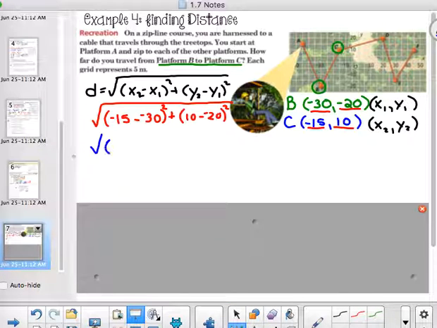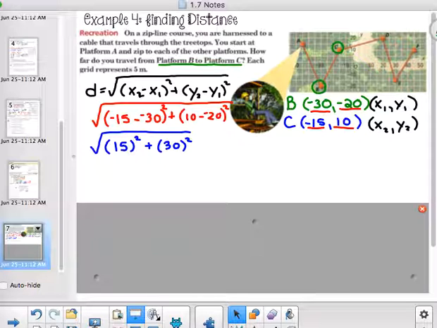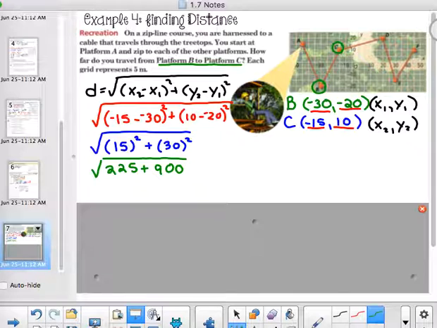Again, I'm going to obey order of operations. I'm going to first work inside my parentheses. So negative 15 minus negative 30. That becomes negative 15 plus 30, getting me 15 squared. 10 minus negative 20 gets me 10 plus 20, so we have 30 squared. Once again, next I just need to make sure I use my exponents here. 15 squared gets me 225. 30 squared gets me 900. Then I'm going to combine these to become the square root of 1,125.